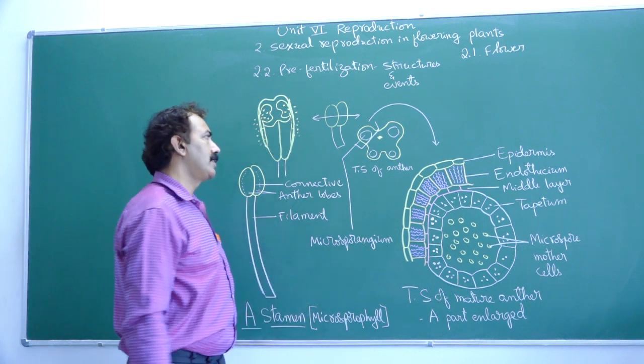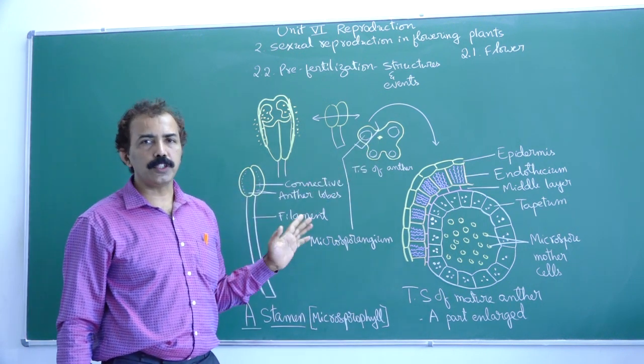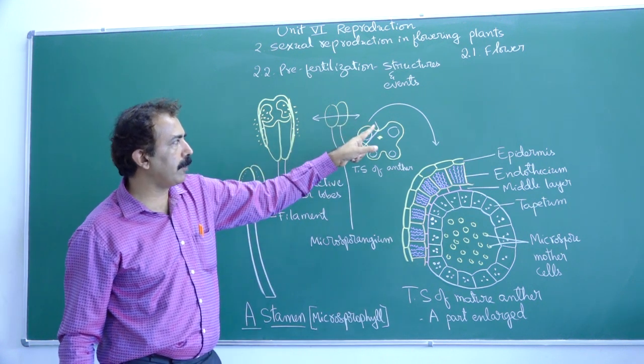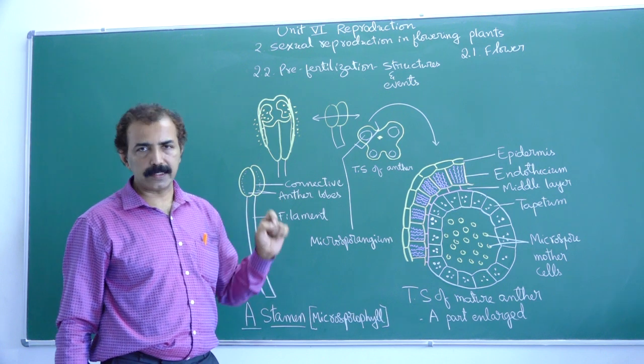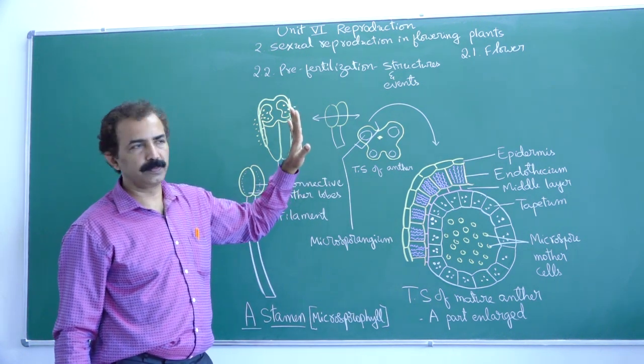In a dithecous anther, there will be 4 microsporangia. The microsporangium is protected by wall layers. Each of those wall layers has a specific function.